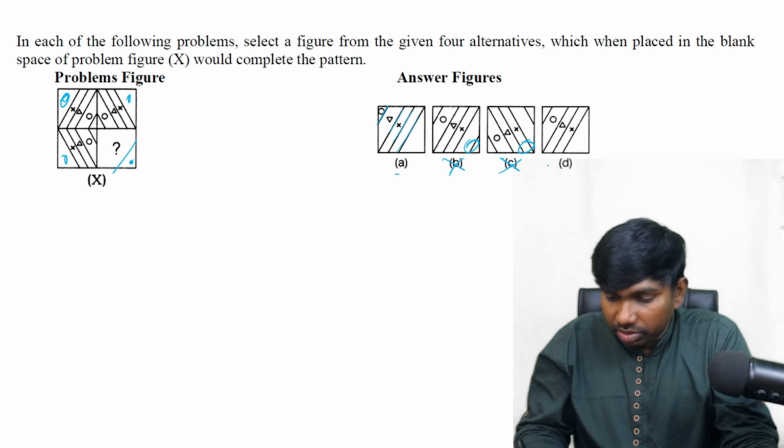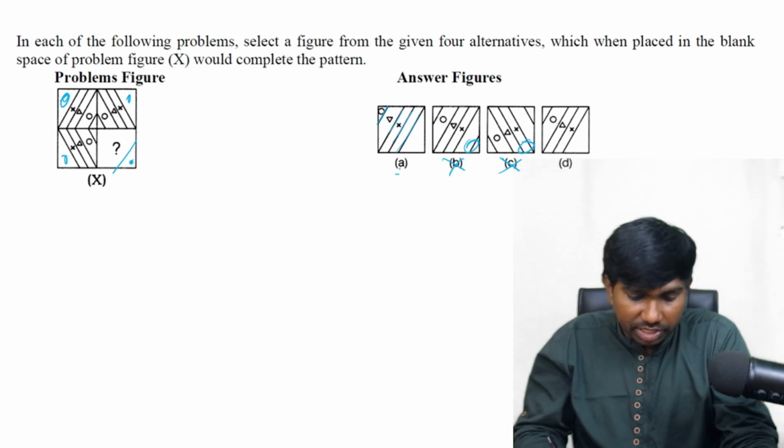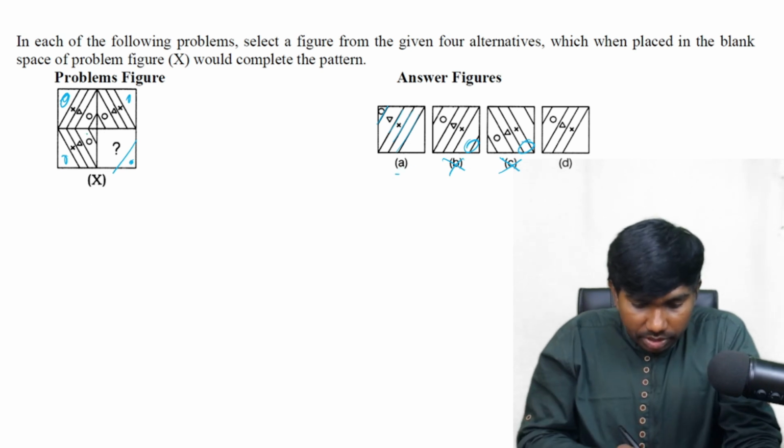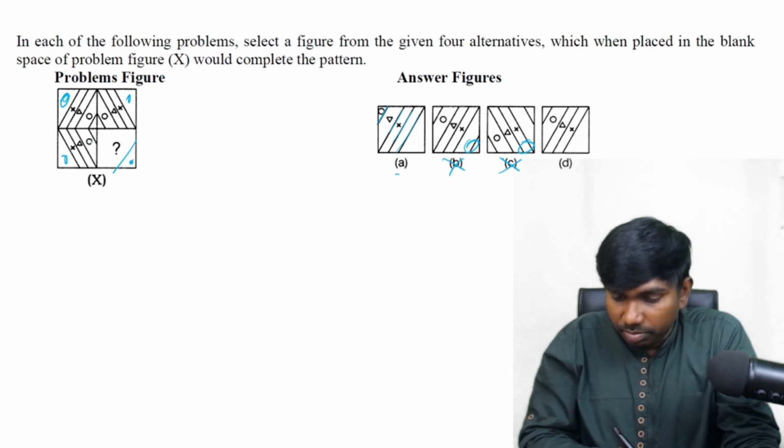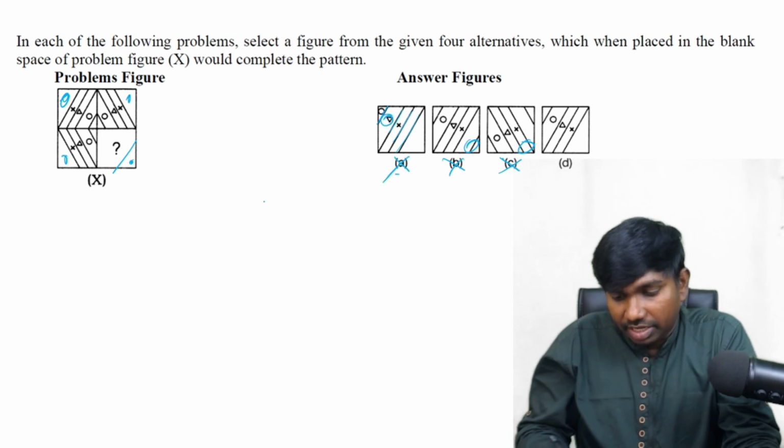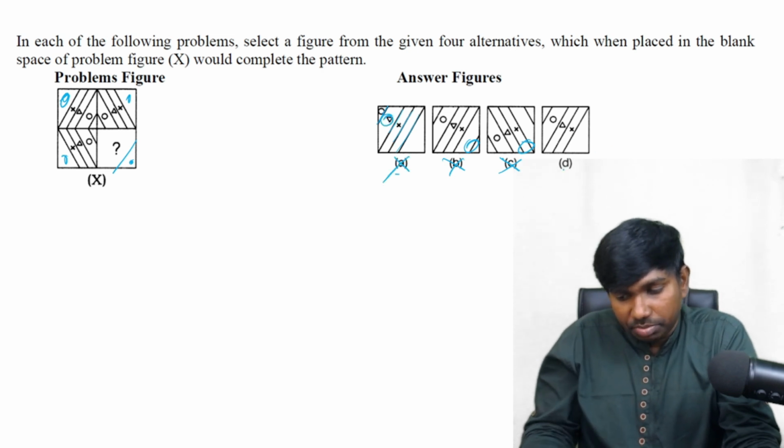Next, between A and D, we should decide our answer. Okay. See. Extreme is the mark, then triangle, then circle. Innermost is circle, but here an inverted triangle is there. Cannot be the answer. So our answer is option D.